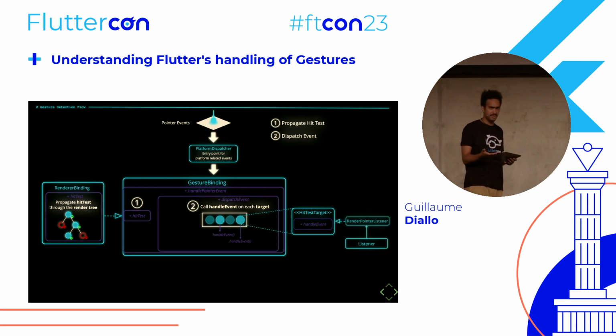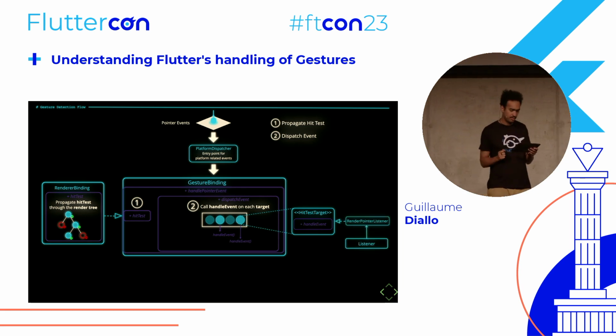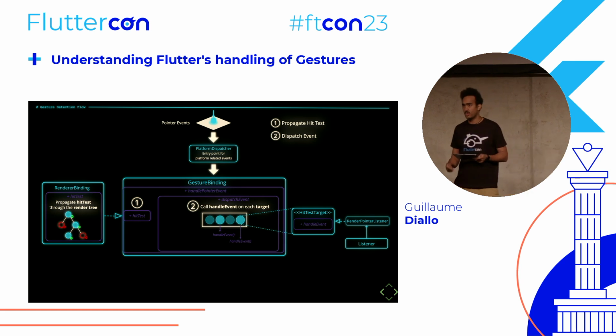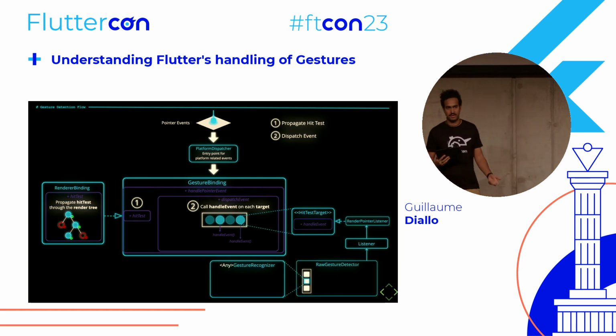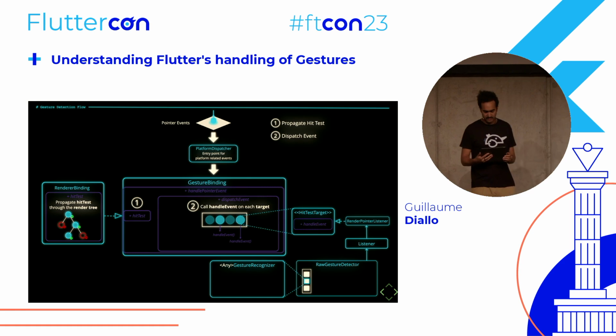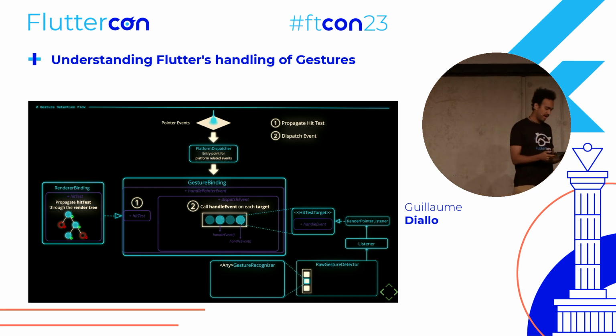So this interface, for example, is implemented by a render object called the render pointer listener, which is created by some widget called the listener widget. And the listener widget is the one used by our raw gesture detector that we talked about earlier. There you go. We have our raw gesture detector that is using a gesture recognizer to render a listener and listening to all the events and registering handle event methods.